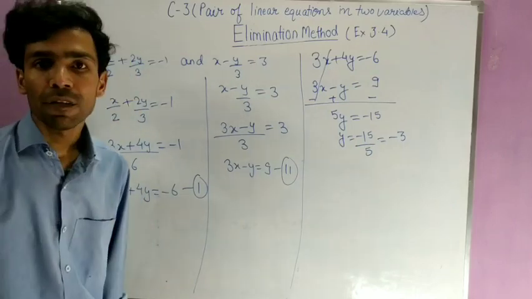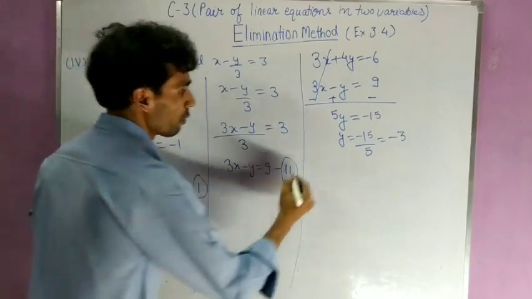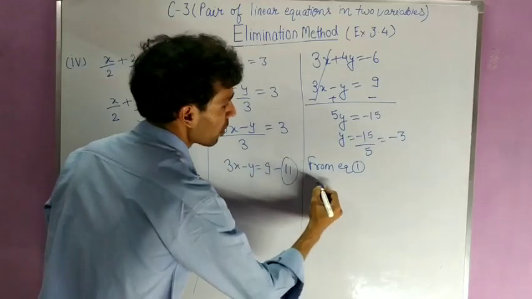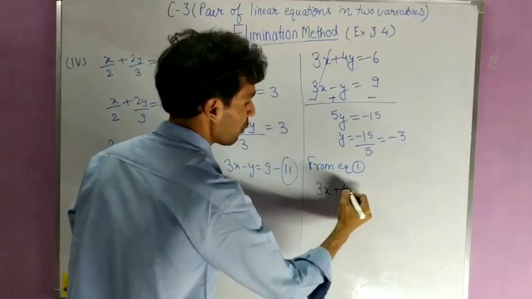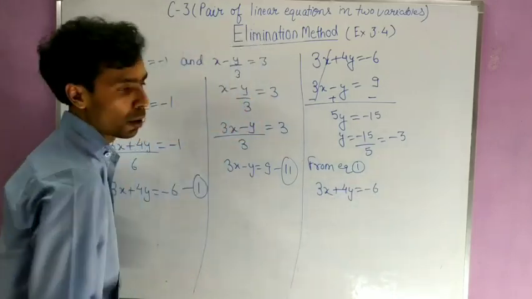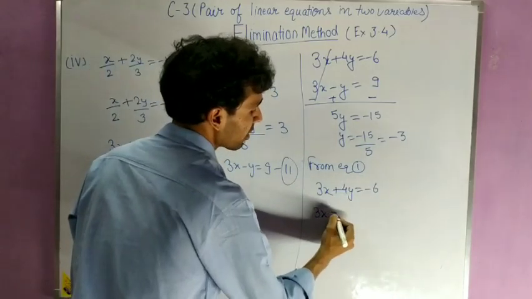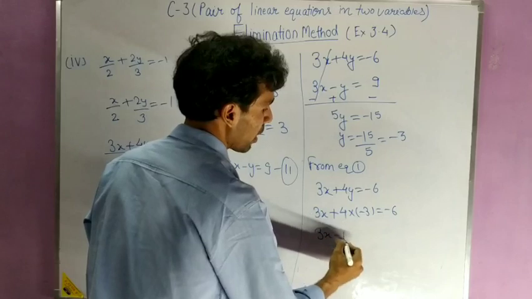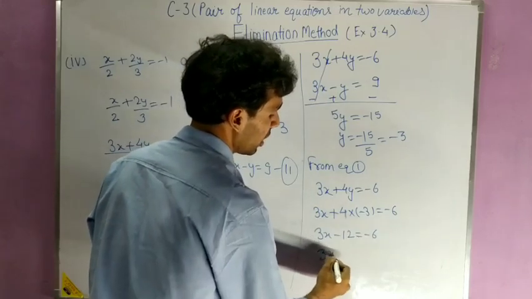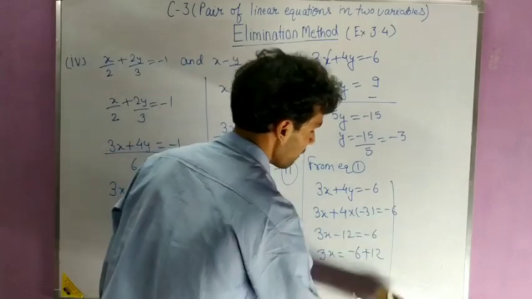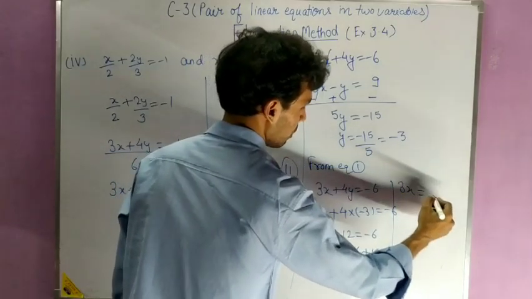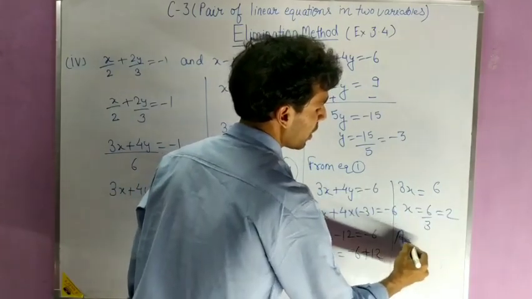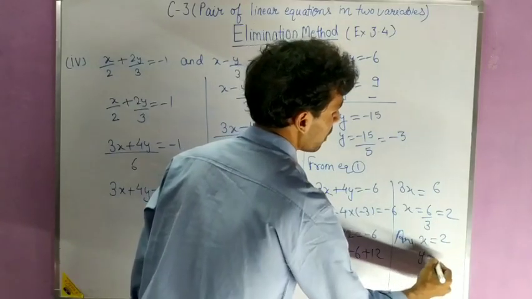Now you have to calculate the value of x also. So you can take any equation. So from equation number 1, equation number 1 is 3x plus 4y equal to minus 6. Put the value of y here. So 3x plus 4 into minus 3 equal to minus 6. So 3x minus 12 equal to minus 6. So 3x equal to minus 6 plus 12, or 3x equal to 6, or x equal to 6 by 3. It means 2. So answer will be x will be 2 and y will be minus 3.